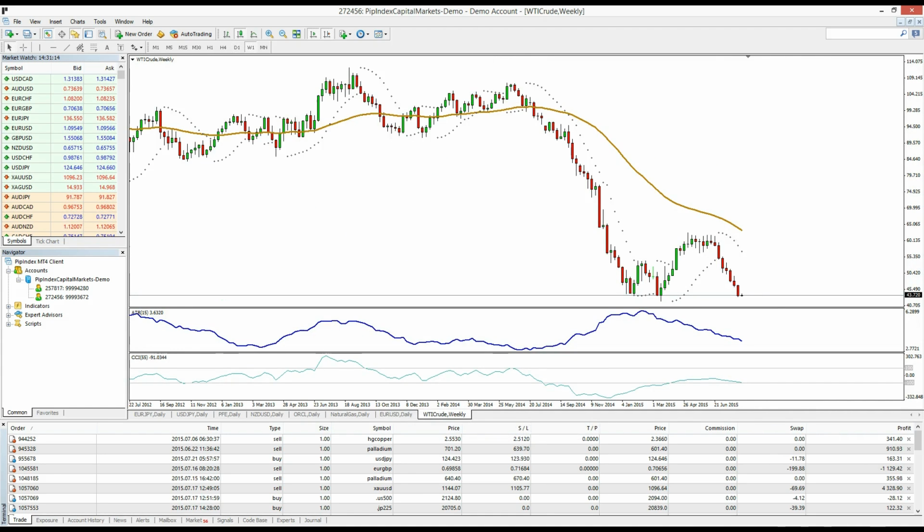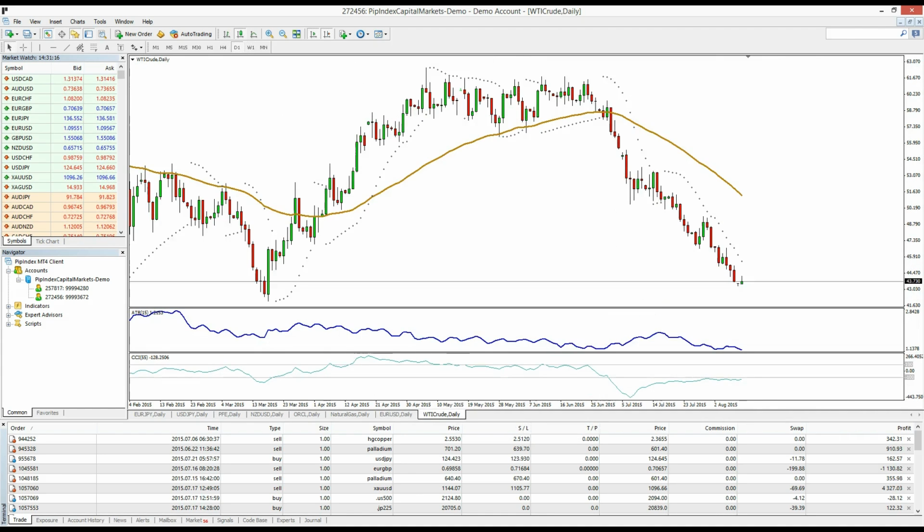Okay, let's move on then to crude oil. That's the weekly chart, but let me switch to daily. So what we're noticing here, of course, is that the recent support established around the 41 mark seems to be approached again by the price of crude oil.